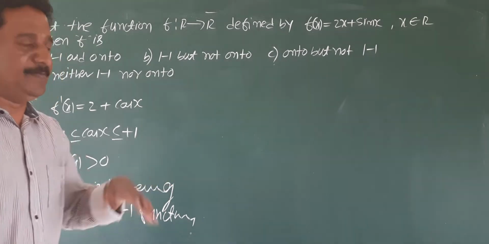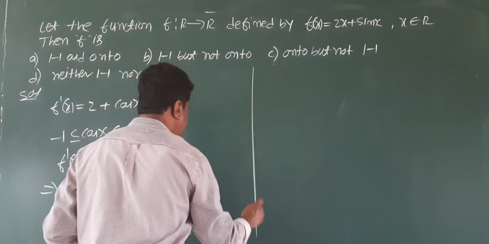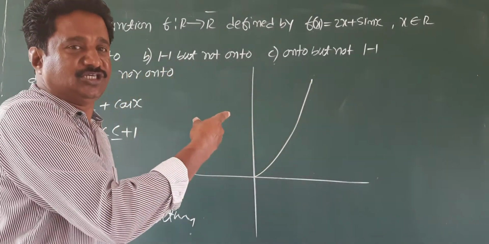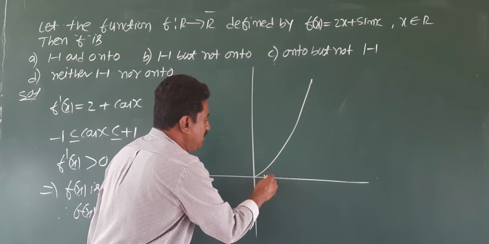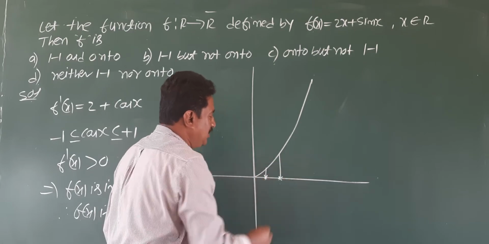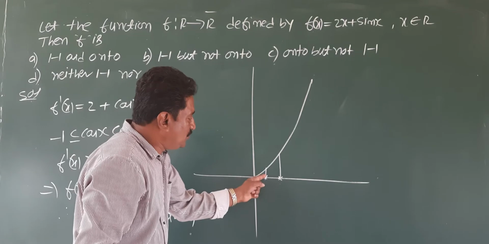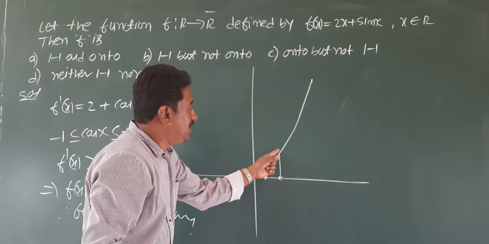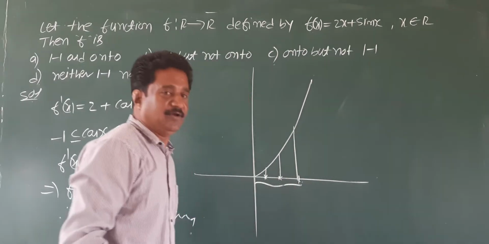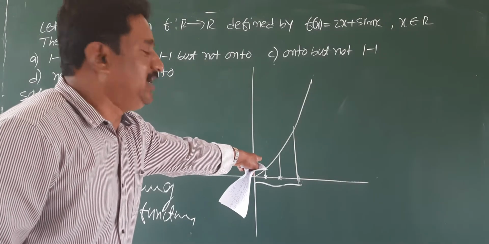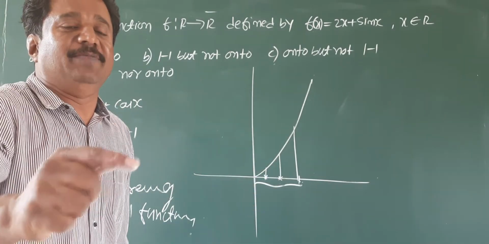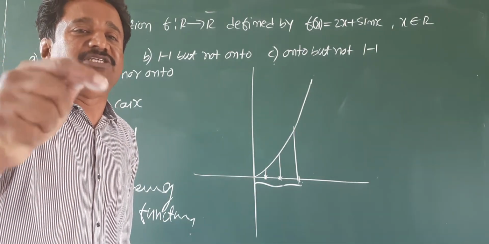I show that in the graph, right? Look at this, students. This is a strictly increasing function. For every x value, this is the y value. This x value is related to this y value, this x value is related to this y value, and again this x value is related to this y value. Every x value is related to only one y value. That means different elements are related to different elements, so distinct elements have distinct images.